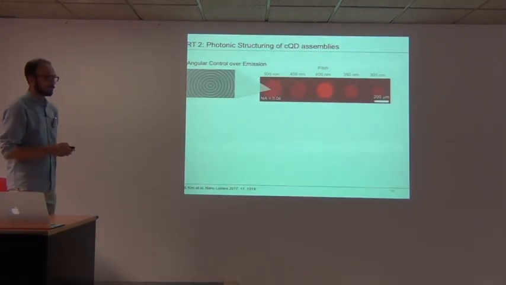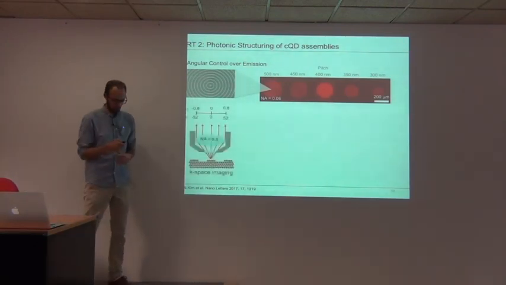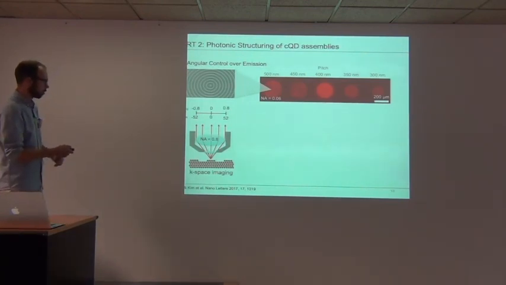To check this kind of directionality, we perform Fourier microscopy. This is a very simple technique that sounds more complicated than what it is.